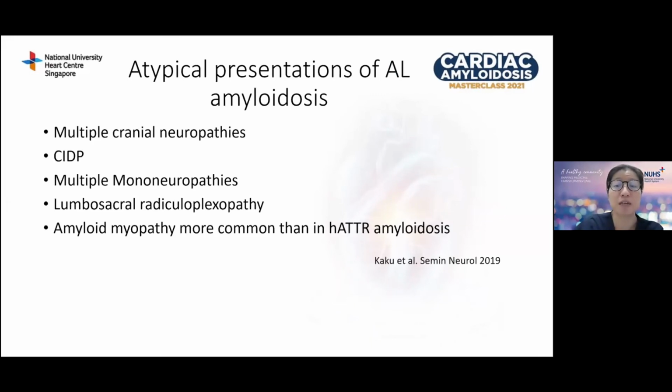Like TTR, there are atypical presentations of AL amyloidosis in neuromuscular manifestations as well. This includes multiple cranial neuropathies, a CIDP-like picture, multiple mononeuropathies, lumbosacral radiculoplexopathy, and amyloid myopathy. Of note, the entity of amyloid myopathy, while rare, is more common in AL amyloidosis than in TTR amyloidosis.